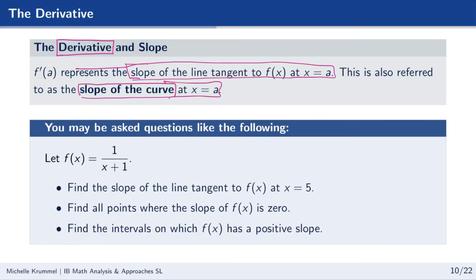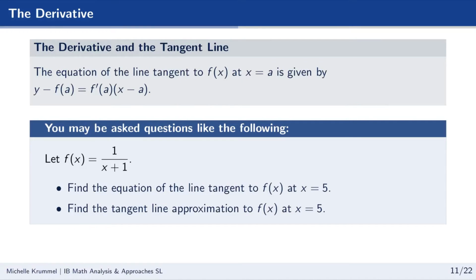And we might be asked questions like the following. Find the slope of the line tangent to f at x equals 5. Find all points where the slope of f is equal to 0. Find the intervals where f of x has a positive slope. We're going to be talking a lot about slope in this course. Not slopes of lines necessarily, slopes of curves.